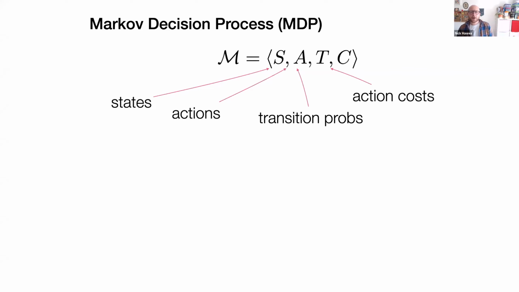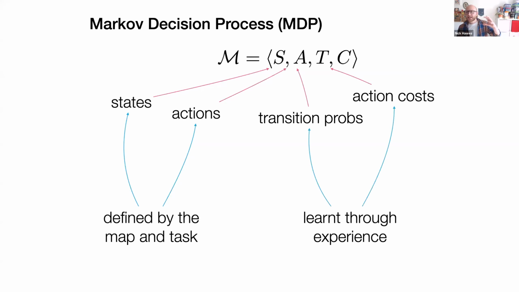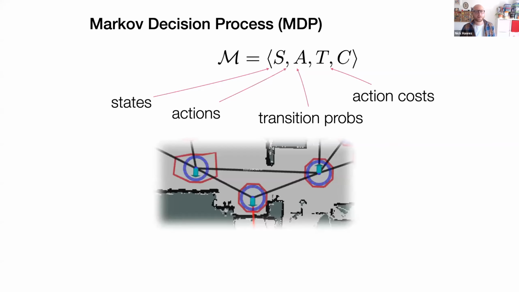So an MDP model has states and actions, which are the qualitative, discrete part of it. And then they have transition probabilities and action costs. The way we think about the world is that the states and actions available in this model are often defined a priori by the structure in the robot's environment, by its map, by its task. And the transition probabilities and action costs are learned from experience. They come from the data we get from the robots.